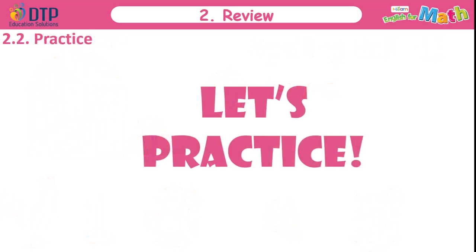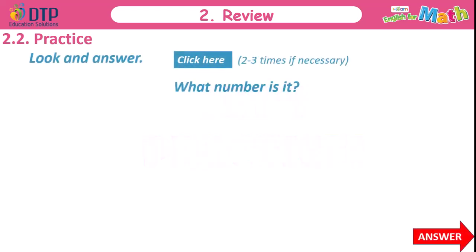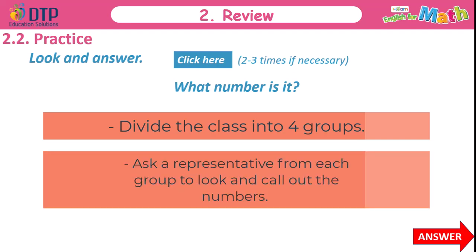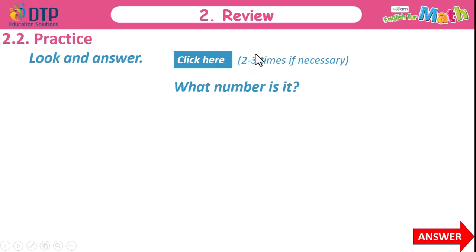Now that we've reviewed the vocabulary, let's move on to the practice task, where your students can apply what they've learned in a fun activity. Our activity is called Look and Answer. Let's see how it works. You will divide the class into 4 groups, or you can adjust the groupings as you see fit. Then, ask a representative from each group to focus on the screen and call out a number as soon as it appears. Now, click on this button to show the number.